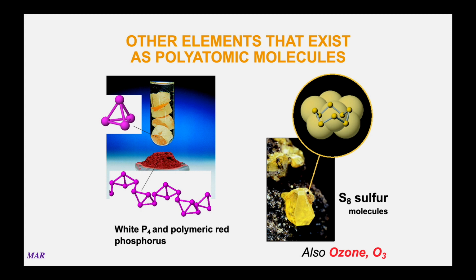There are other elements that exist in more than one piece. Phosphorus is a great example of that. Phosphorus, there's white phosphorus, red phosphorus, and even a black phosphorus. All of those are different forms, and you can see what they kind of look like right there. Sulfur exists in what's called an octamer, which is 8 atoms. And ozone, which is O3, 3 oxygens, is also another form of the elements with more than one.